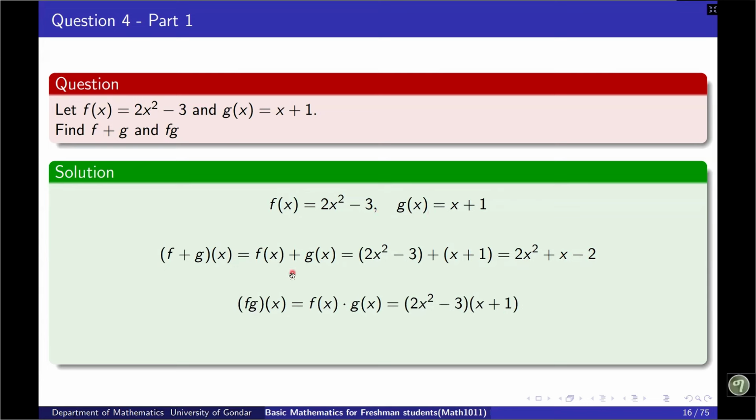And the product, using the same process, f times g of x equals f of x times g of x, which is equal to 2x squared minus 3 times x plus 1. So the product of these two is 2x cubed plus 2x squared minus 3x minus 3.